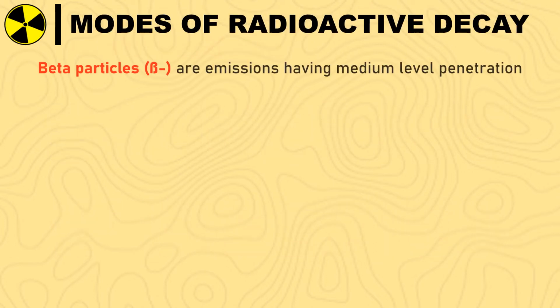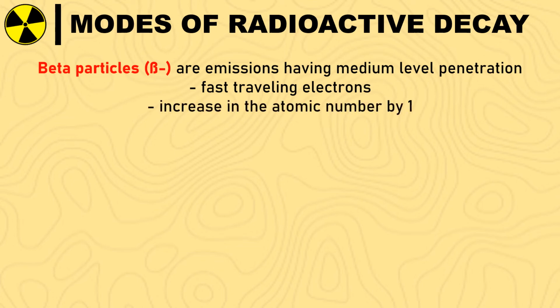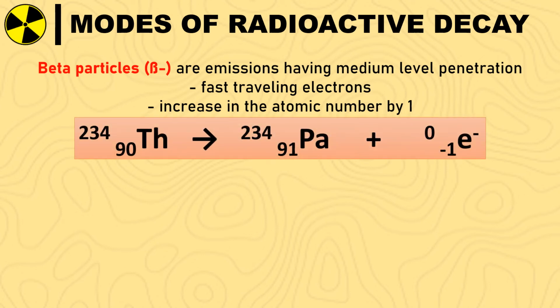Next are beta particles. They are emissions with medium-level penetration. They are fast-traveling electrons. As a result of beta emission, the resulting atom will have an increase in the atomic number by 1. There is no change in the mass number. In the process, there is also a proton formation from the neutron inside the nucleus, along with the electron formation. In the following example, thorium-234 decays to protactinium-234 by emitting a beta particle.